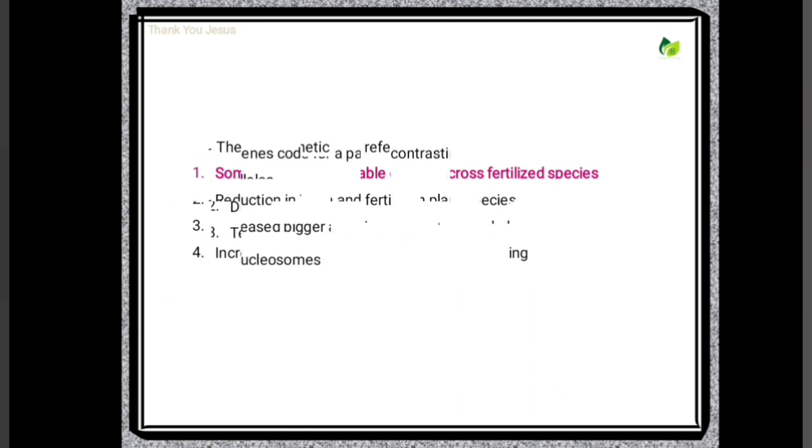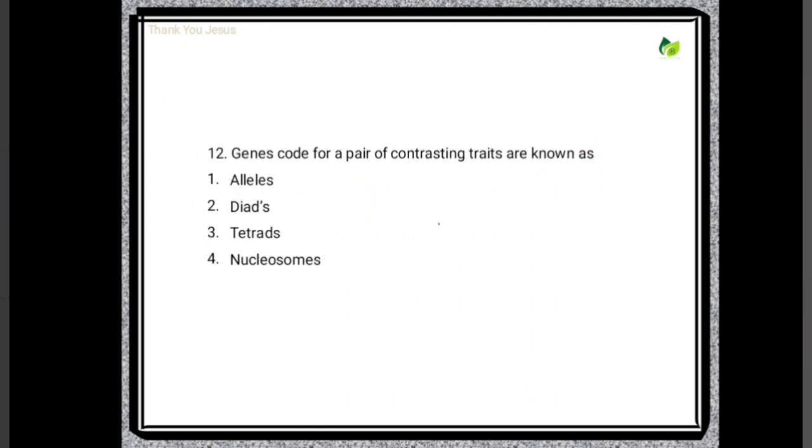Okay, let's see the next question. Genes that code for a pair of contrasting traits are known as. Options are alleles, dyads, tetrads, nucleosomes. The correct answer is alleles. Let's see the next question.